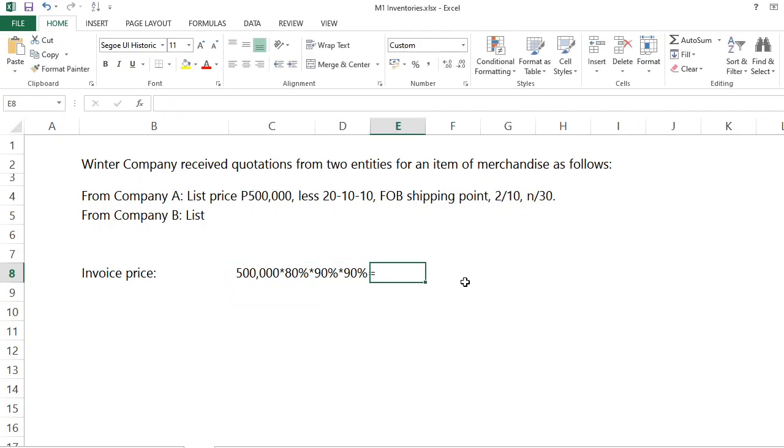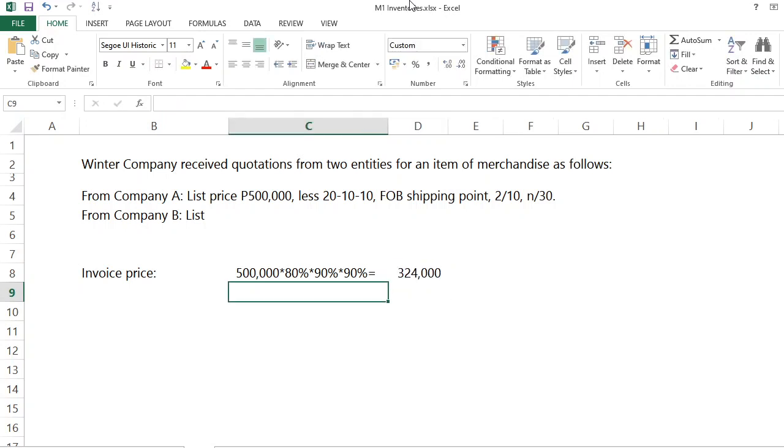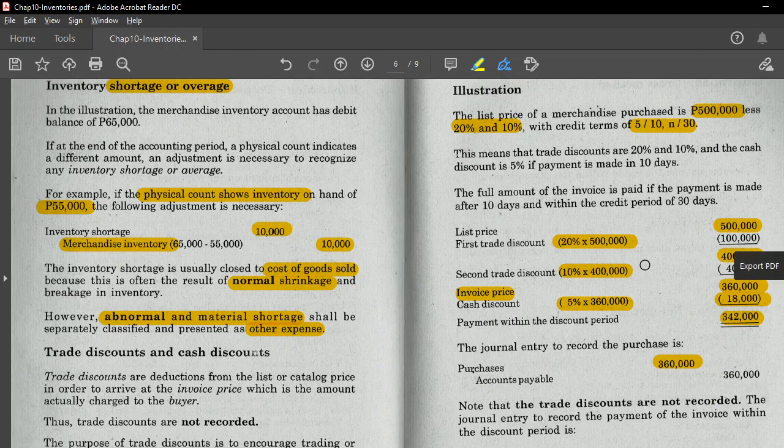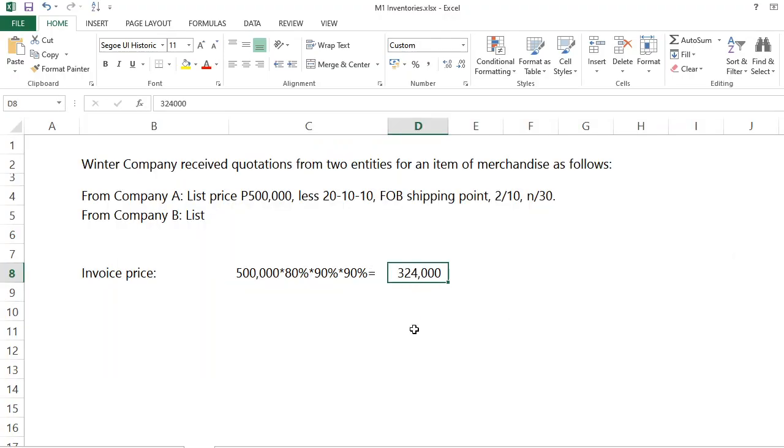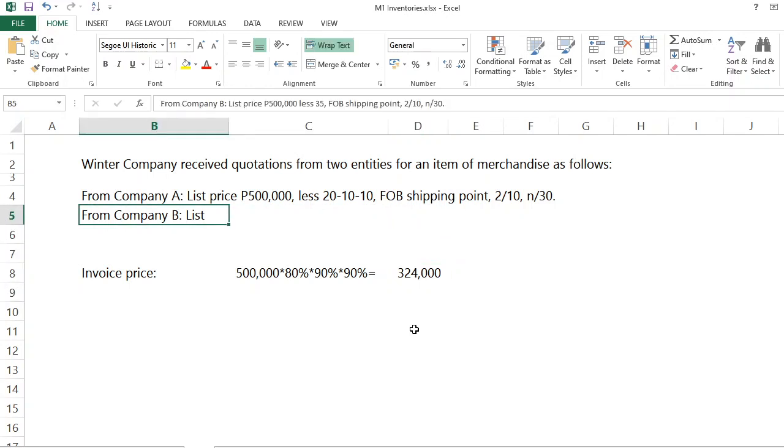Do the math. And you will have, I guess, the same 324,000. Kaganina, atong gigamit kaning strategy, 324,000 gihapon. So, the same. So, this is just an easier way. Kasi, since ang ato lang mang ginabuhat is times, tapos deduct, mag-deduct na lang tayo. So, 100 minus 20, 100% minus 10, minus 10. So, 500,000 times 80 times 90 times 90. So, that's 324.